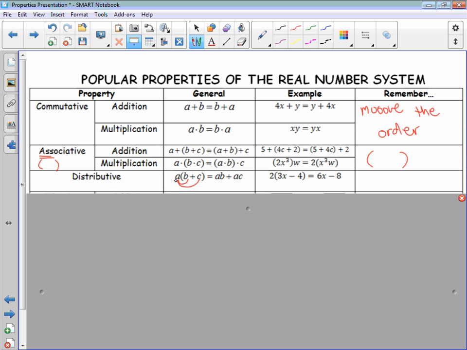By the way, hopefully you've seen this one before, so I just like to draw a smiley face because we use it all the time. If you learn one property out of all of these, the most important property is the distributive property. We use it all the time. Okay. Next one.